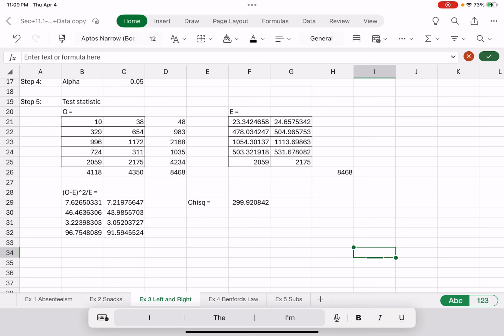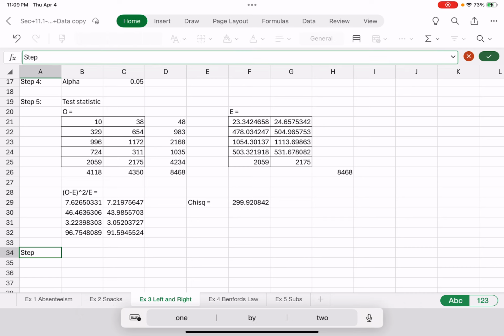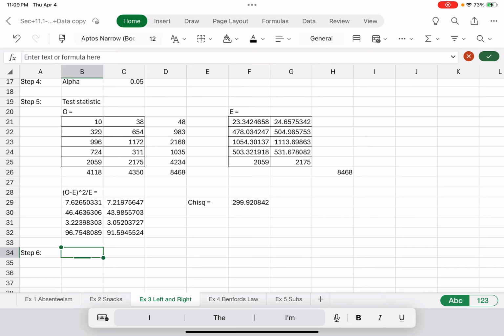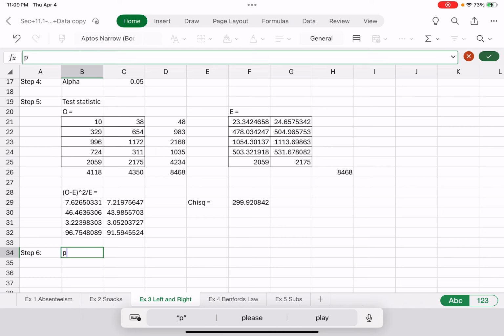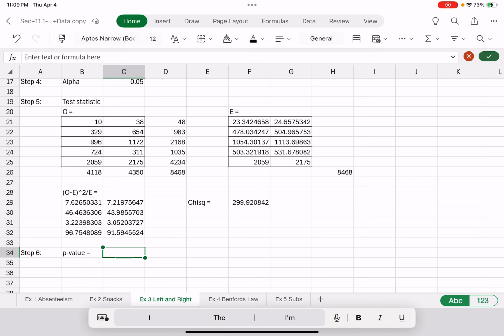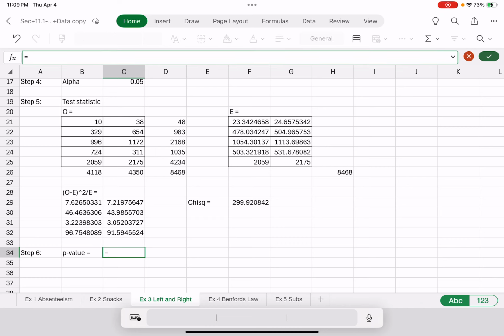All right, so there's that. Now let's go step 6. P-value equals, okay, let's compute the p-value, which I already know is going to be ridiculously small, but I'm going to do it anyway just so we know how to do it. We need practice, right? We need practice to really learn how it's done.